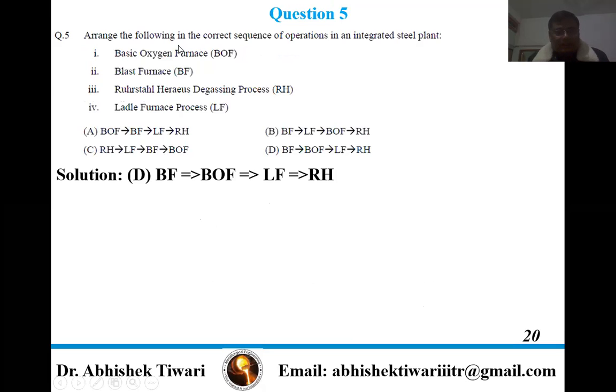Question number 5. Arrange the following in the correct sequence of operation in an integrated plant. So the correct answer is, first we go to the blast furnace, and then the basic oxygen furnace, then the ladle furnace, and then vacuum degassing. So the correct option is D.